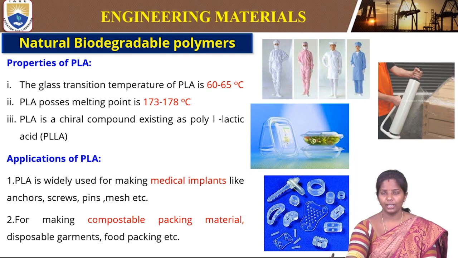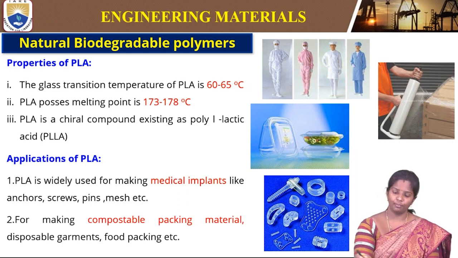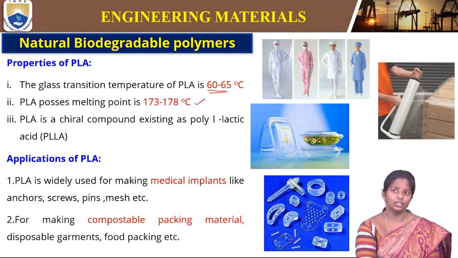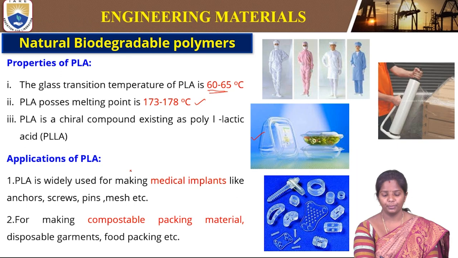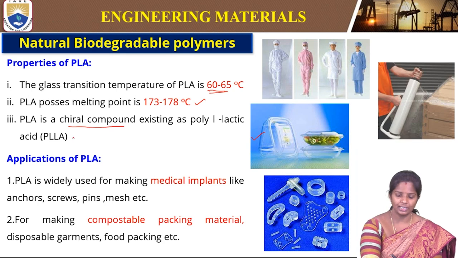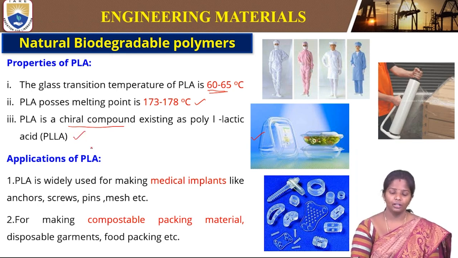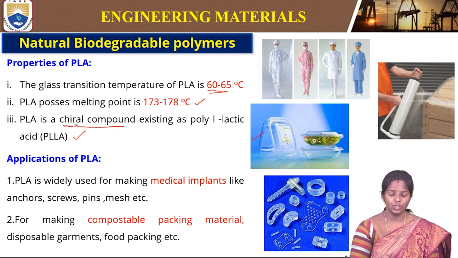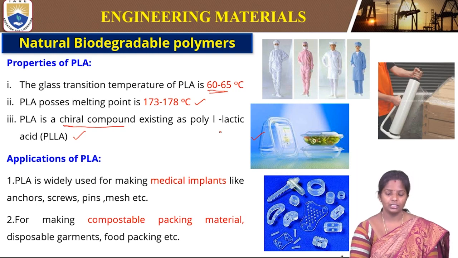So what are the properties? The glass transition temperature of polylactic acid is 60 to 65 degrees centigrade, and the melting point is 173 to 178 degrees centigrade. So it has a high melting point, therefore we can use it for food and other purposes. And this is a chiral compound existing as poly-L-lactic acid. There are two different forms of chiral compounds present in organic matter. So poly-L-lactic acid is a chiral compound.